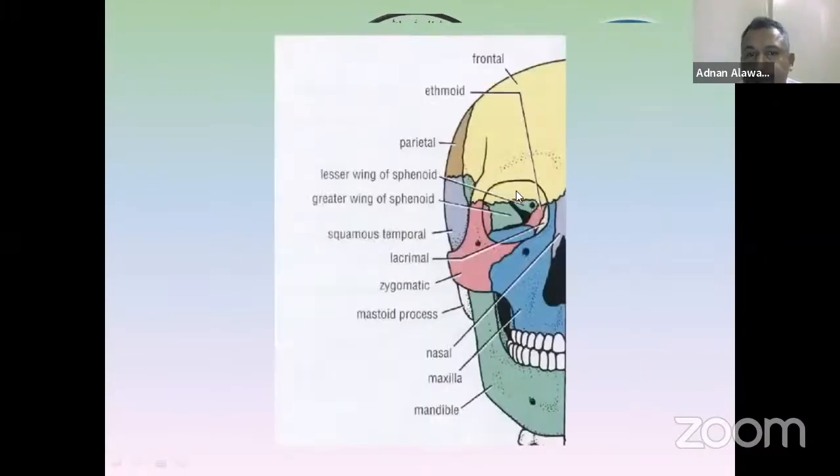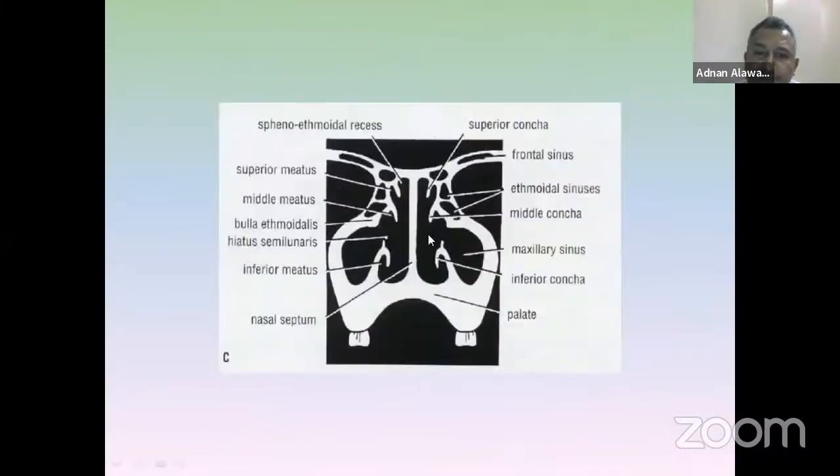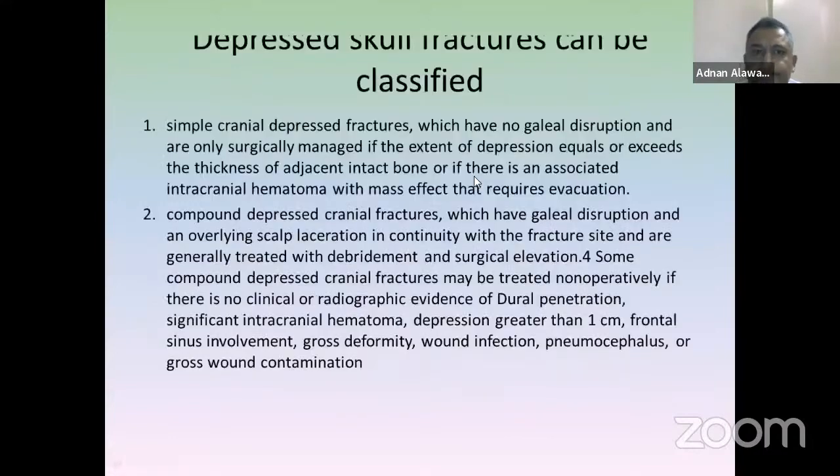This is also an anatomic base for the frontal bone, ethmoidal bone, nasal bone, and this is the maxillary bone. This is the coronal plane, showing you the frontal base. This is the nasal cavity. This is the ethmoidal, and this is the maxillary sinus.